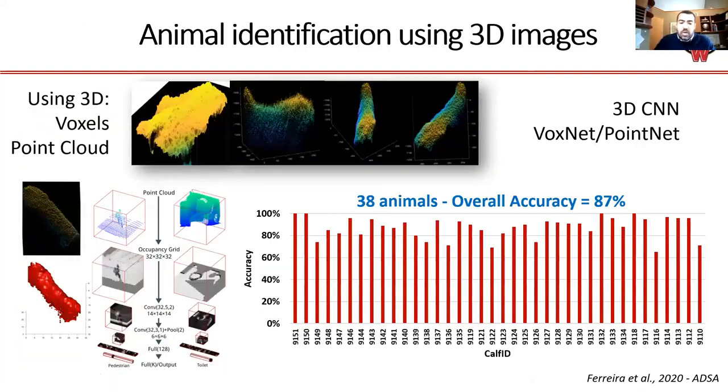So what do we do? We have used 3D representation or 3D data, getting 3D representation as voxels and point clouds to classify animals. To do this, we have to train 3D convolutional neural networks, and those are neural networks that are heavy to train, and that's, again, why we need to use HTCondor to train that.